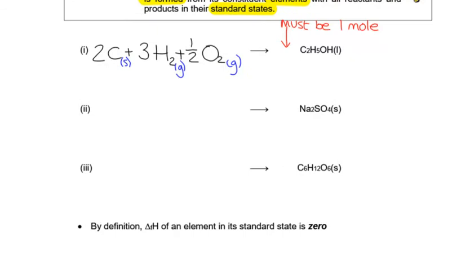Pause the video and see if you can answer the remaining 2. So our second one looks like that. Now if you've gone for S8 and put 1/8 of S8, you would get that marked right in the exam. They will accept just an S for sulphur though.